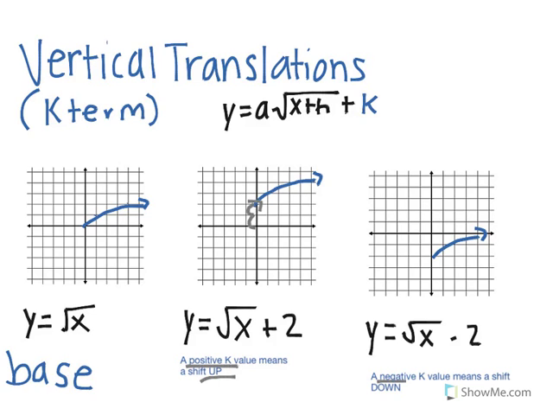If I have a negative k value, so I'm subtracting 2, and it's not under the radical, I'm shifting down. So down 1, 2. And I just take the origin, and I just shift this entire thing down 2 spaces. That means I start at the positive 2 on this one, and I start at the negative 2 on this one.